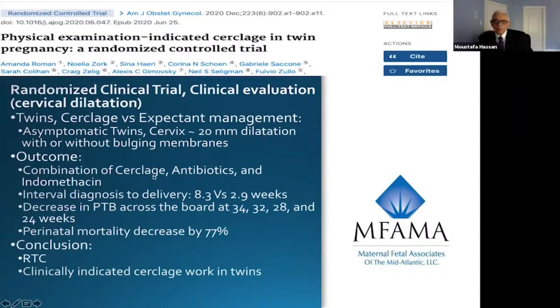Outcome: a combination of cerclage, because these women underwent cerclage, had antibiotics, and some of them received indomethacin. The interval from diagnosis to delivery averaged 8.3 weeks with cerclage and 2.9 weeks in the control group. So the pregnancy was prolonged by at least 8 weeks. There was a decrease in preterm births across the board, at 34, 32, 28, and 24 weeks. Perinatal mortality decreased by 77%. Conclusion: yes, cerclage works when clinically indicated.